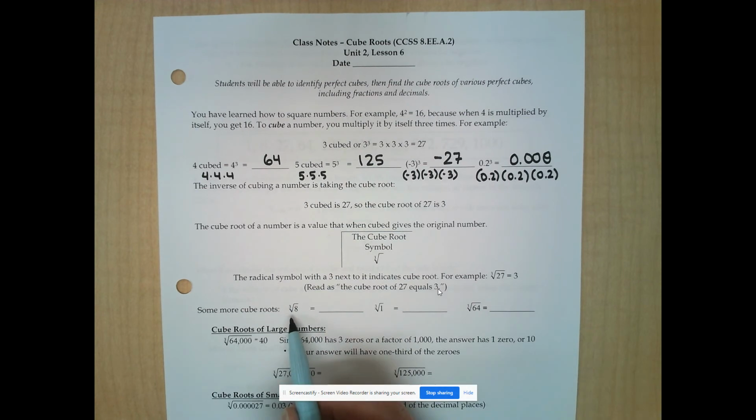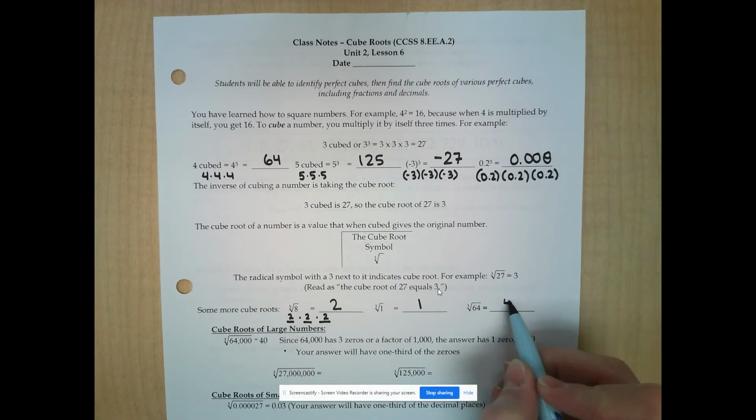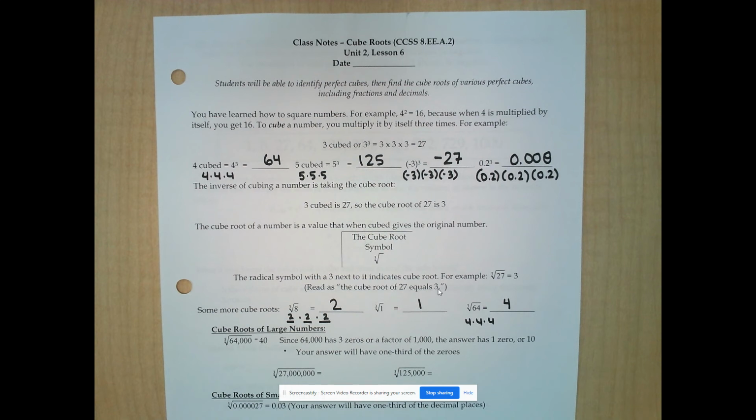So the cube root of 8 would be 2, because we're looking for a number that can be multiplied by itself 3 times to get you the 8 that's on the inside. So since 2 times 2 times 2 gives me 8, the cube root of 8 is 2. Well, the cube root of 1 is just 1. It's the only way to get 1 as your final answer. And the cube root of 64 is 4. Why? Because 4 times 4 times 4 will give you the 64 we were looking for.